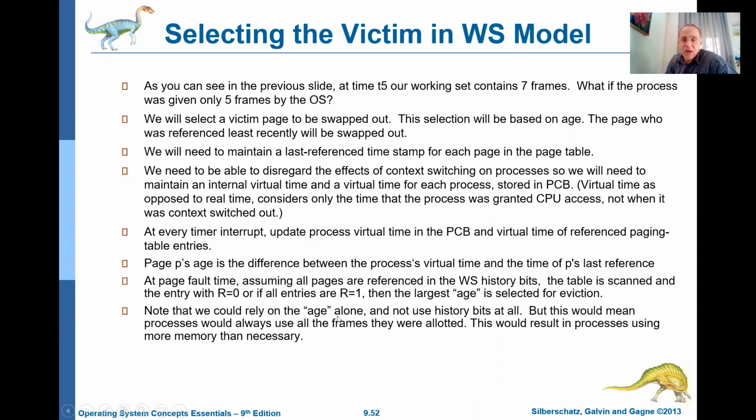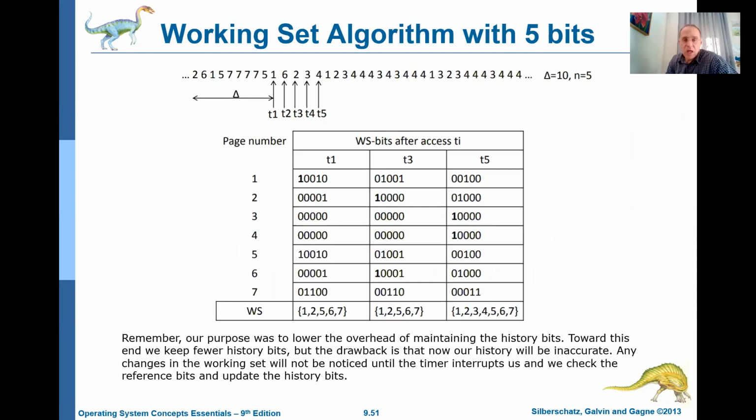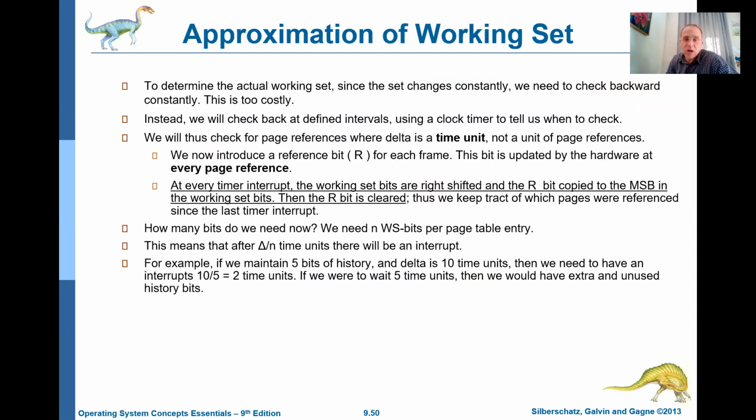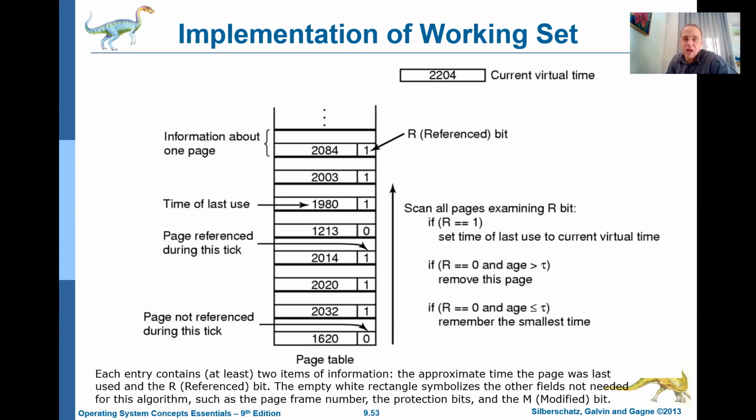So note that we could rely on the age alone and not use the history bits at all. So why are we using the history bits? Because if we wouldn't use them, this would mean that processes would always use all the frames they were allotted. In other words, until I got to a state where I couldn't put anybody in a frame, I would just keep on going, and my window would keep getting bigger.